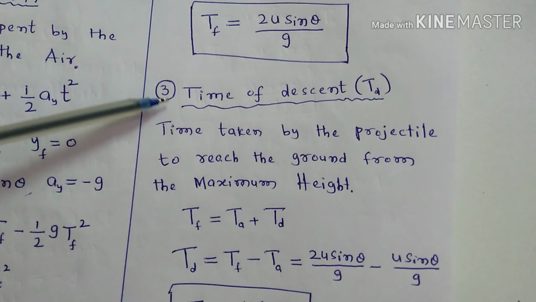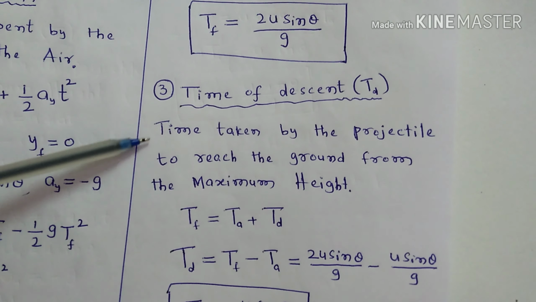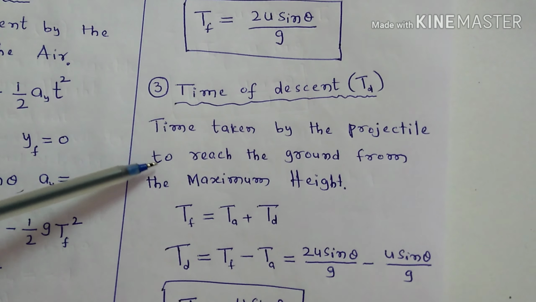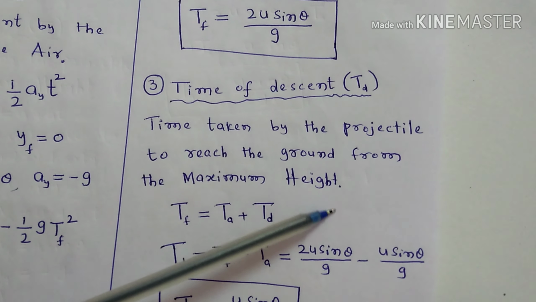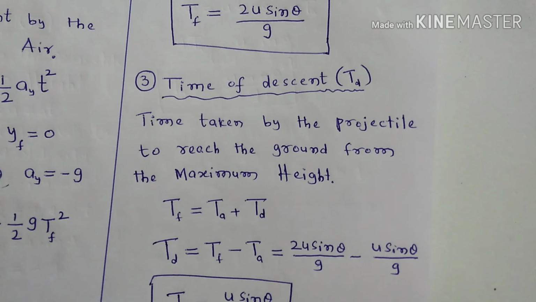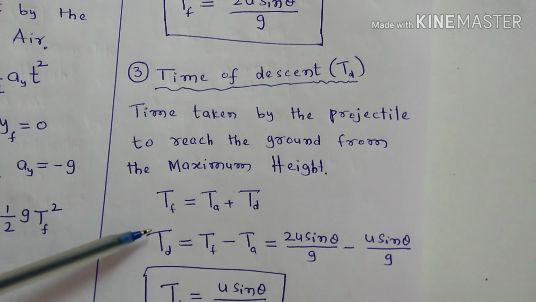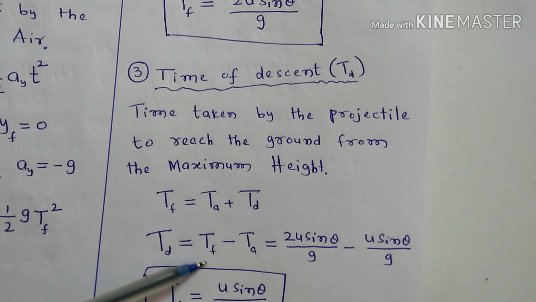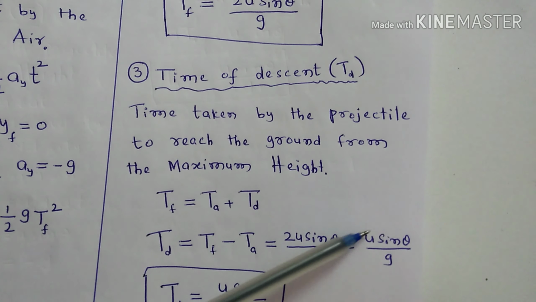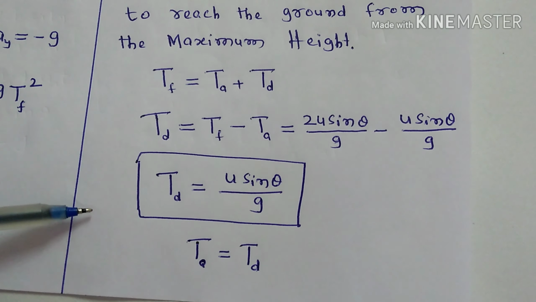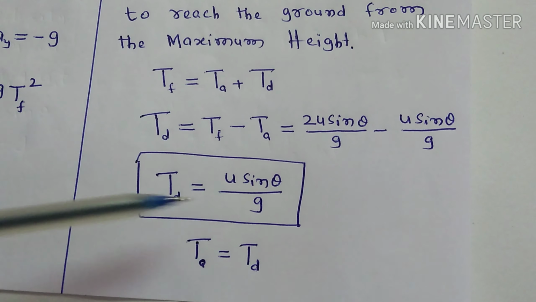Now we will find the time of descent. Time of descent means the time taken by the projectile to reach the ground from the maximum height. We know that time of flight is equal to time of ascent plus time of descent. So time of descent is equal to time of flight minus time of ascent. Time of flight, 2u sin theta by g, minus time of ascent, u sin theta by g. So time of descent is equal to u sin theta by g. So time of ascent is equal to time of descent.